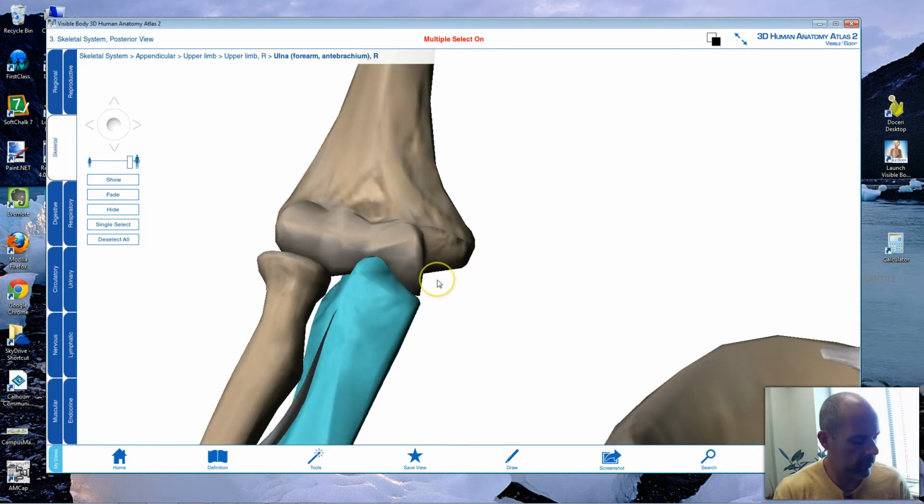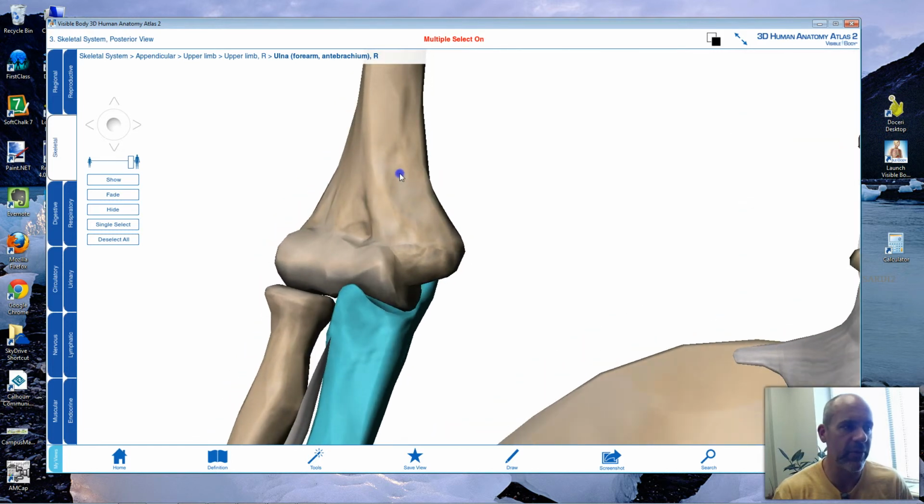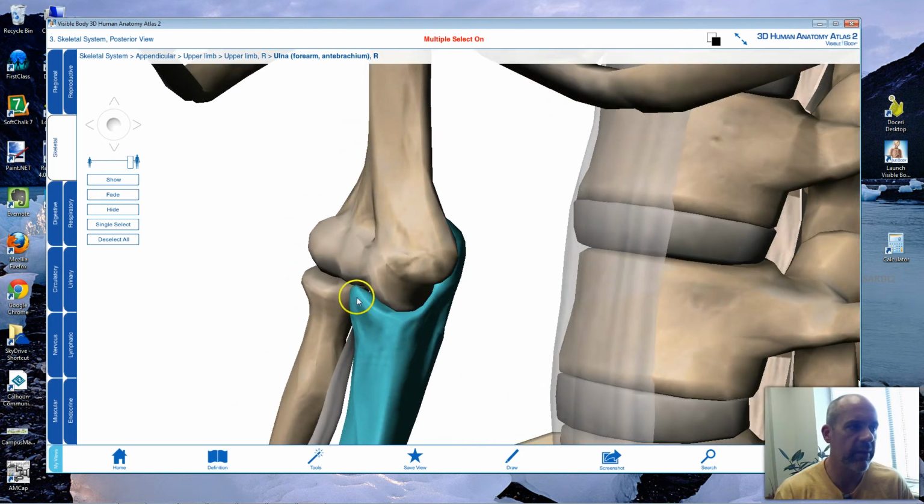And there on the ulna, if you look closely, you've got a pointy projection right in there. That's actually called the coronoid process of the ulna. Remember, you had a coronoid process on the mandible as well, and it had kind of a triangular shape to it. So I kind of rotate that around.